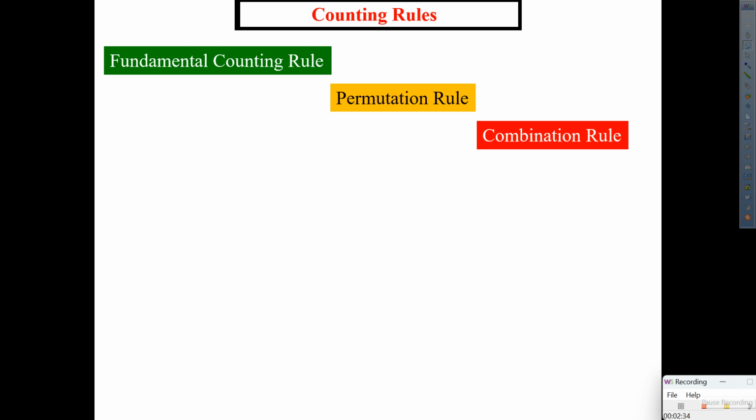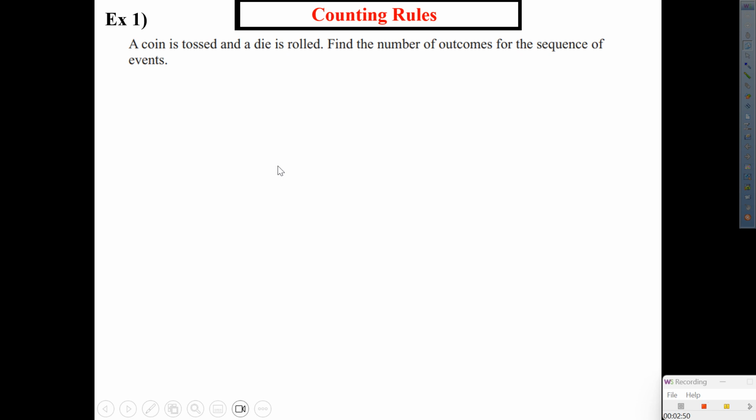Here we go. So, fundamental counting rule. First, let me show you an example. Then we're going to do a second example. And then from there, we're going to come up with a rule of what the fundamental counting rule is. So look up to the screen, writing utensils down, and it reads: a coin is tossed and a die is rolled. Find the number of outcomes for the sequence of events.